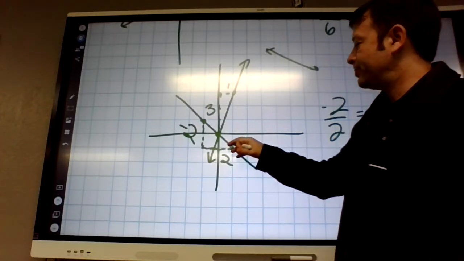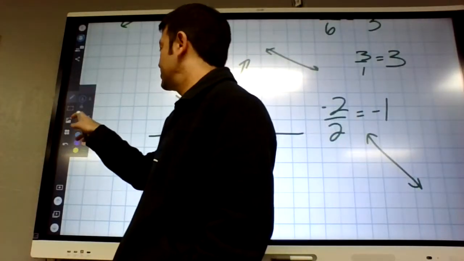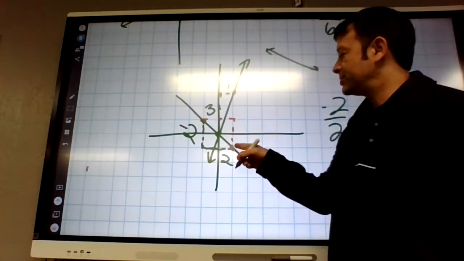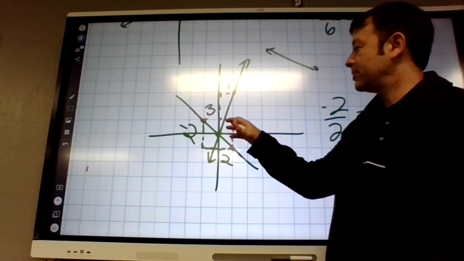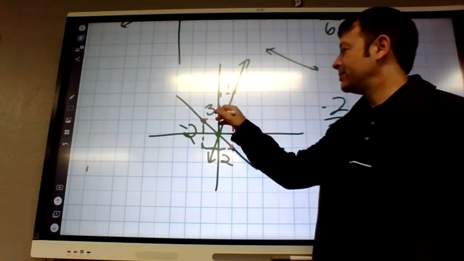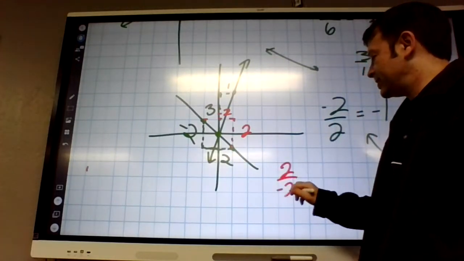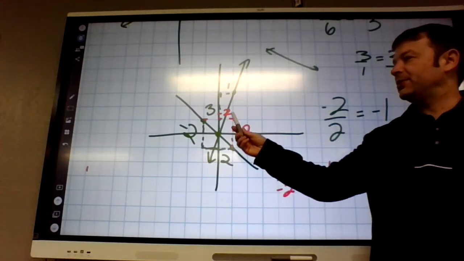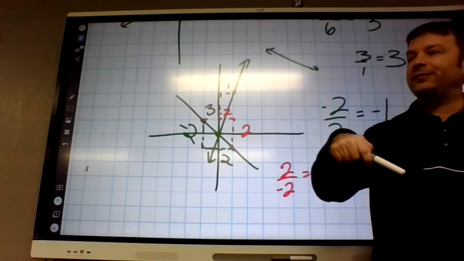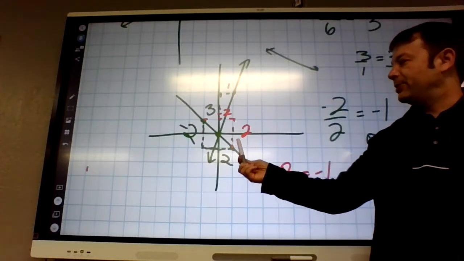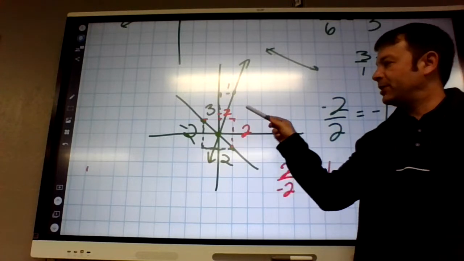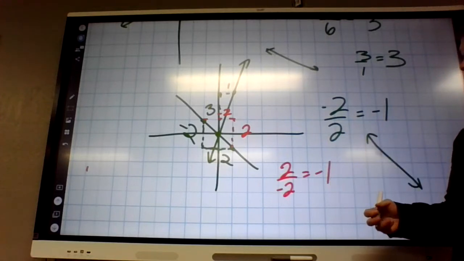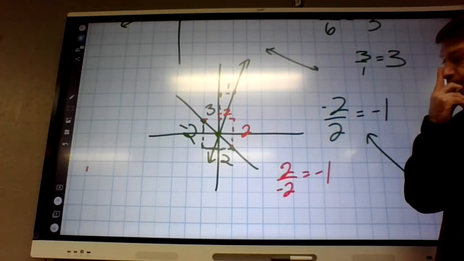Oh, what if we went backwards? Let me change color so we can actually see it. What if I went from here, what if I went that way? What's the rise right here? 2. What's the run? Negative 2. So the slope is 2 over negative 2, which is still negative 1. So it works both ways as long as you call what's negative negative. When I went this direction, it went positive 2 up and then negative 2 left. So the negative switched sides, but it still comes out as negative 1.